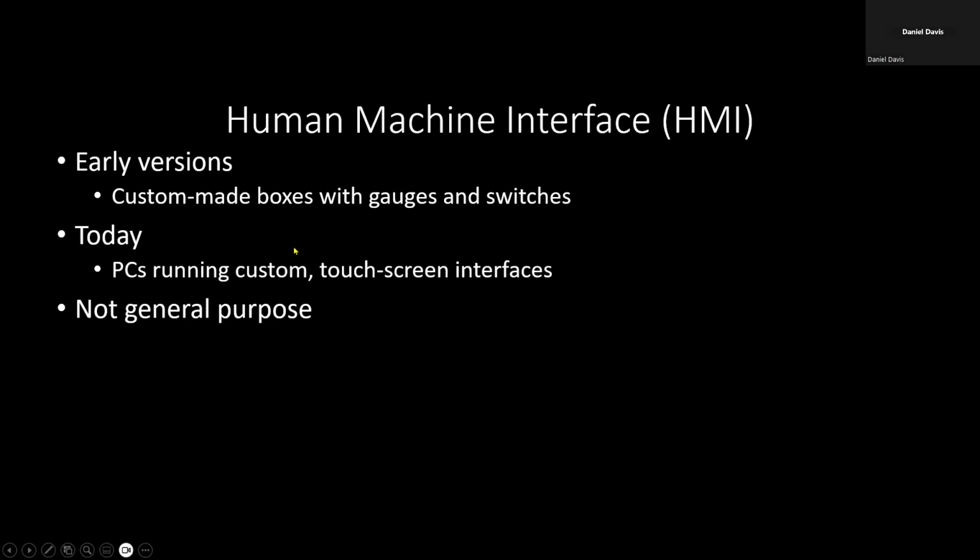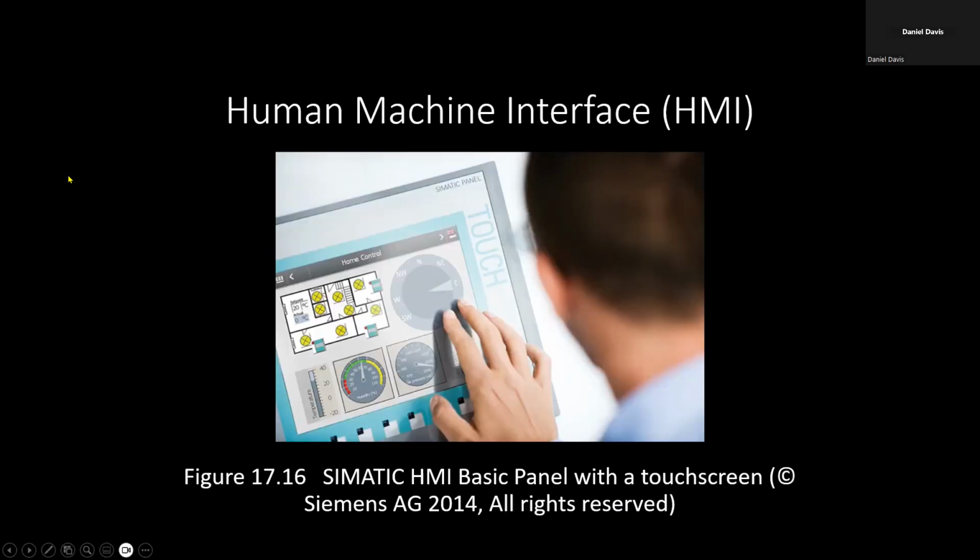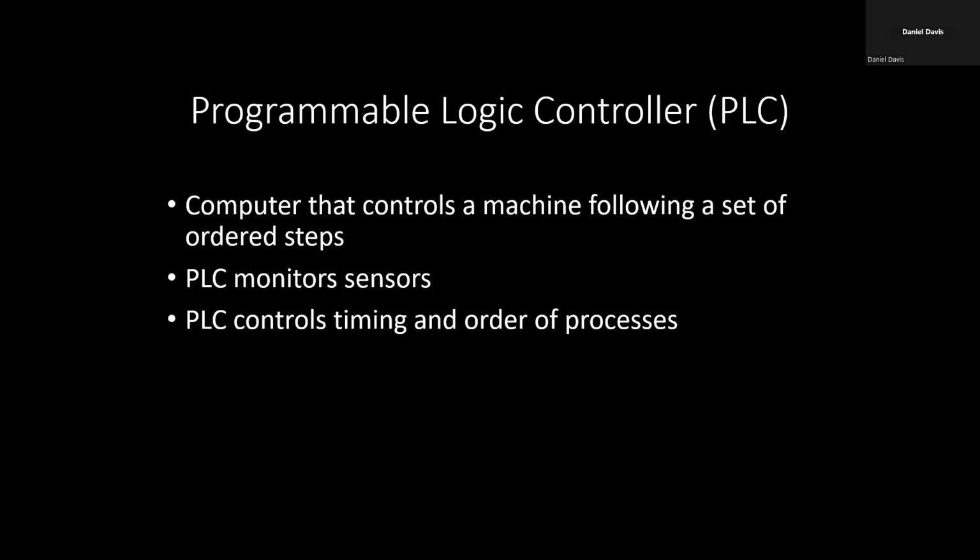Sometimes you'll hear the term HMI, Human Machine Interface. Early versions were some kind of custom-made box with gauges and switches. Today, we usually have some kind of PC running some sort of custom software or touchscreen interface that we can interact with. Here is a screenshot of that. PLC, Programmable Logic Controller, a computer that controls a machine following a set of ordered steps. A PLC monitors sensors, and a PLC controls timing and the order of the process.